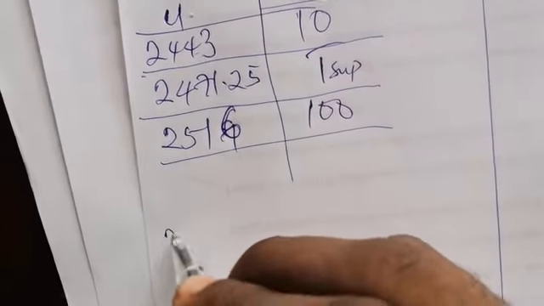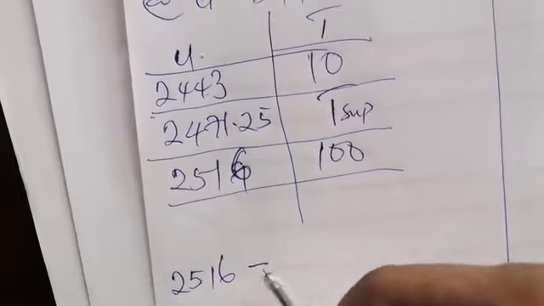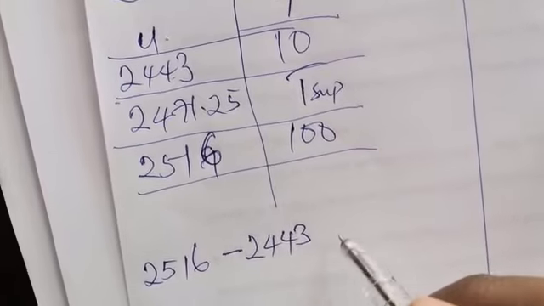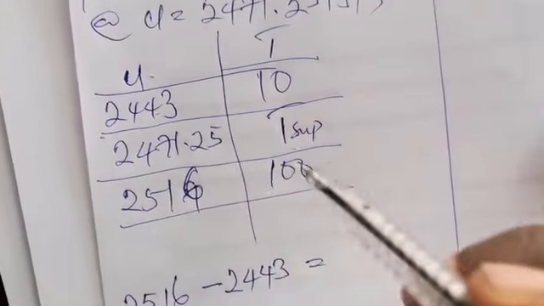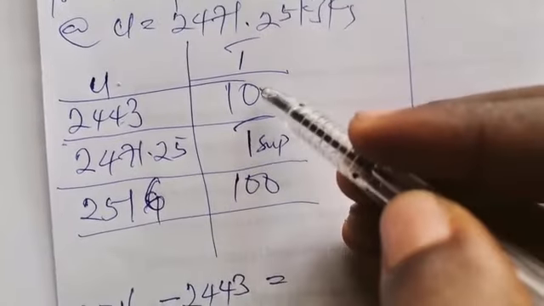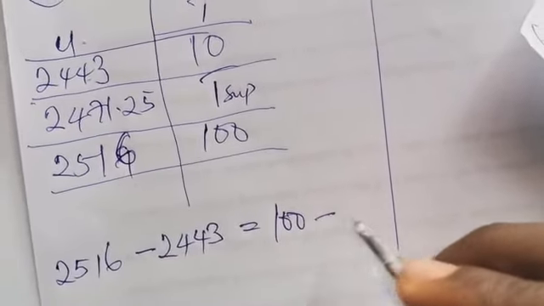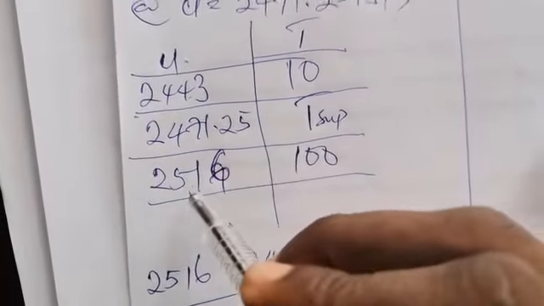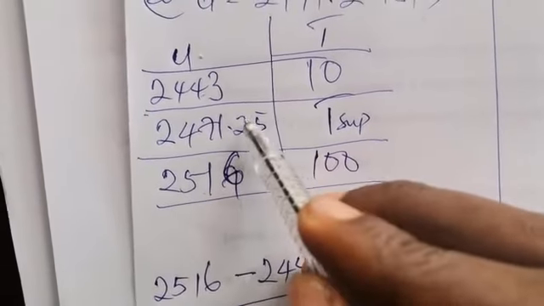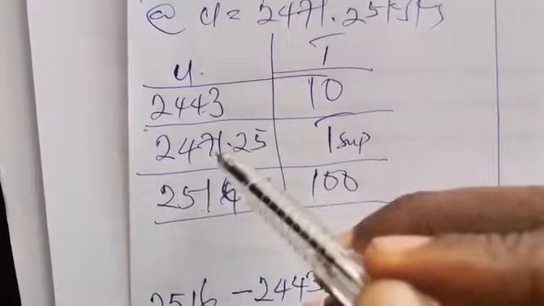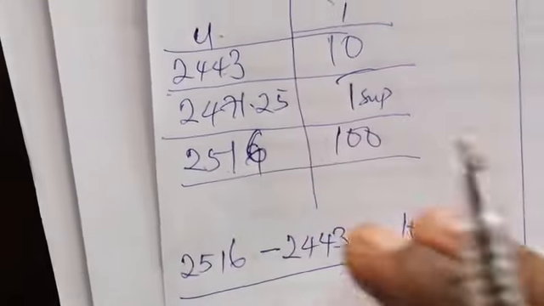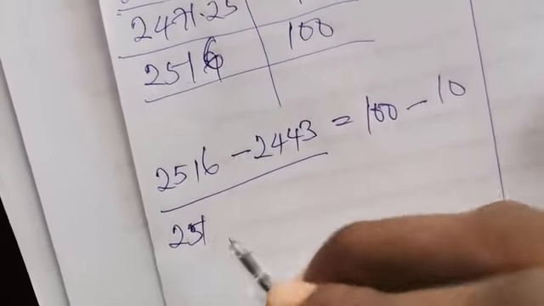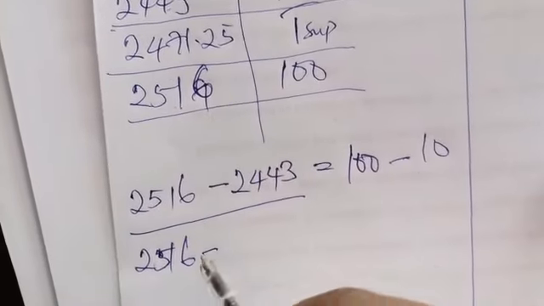So let me use the last value here to subtract everything here. I simply have 2516 minus 2443. Since I used this last value to subtract the first value, I must also use the last value here to subtract the first value. So the last value is 100 minus the first value 10, all over. Same thing here, 2516 subtracting this. You can use this minus this or this minus this, whichever way gives you the same answer, but this is easier. So I use 2516 to subtract this, 2516 minus 2471.25.